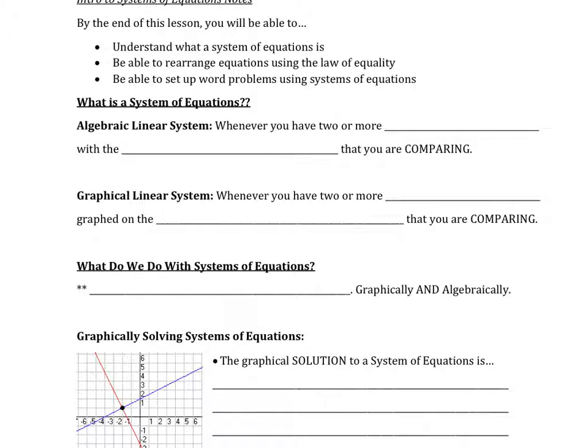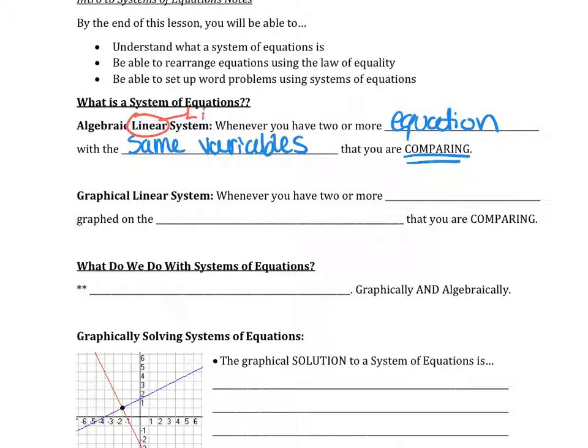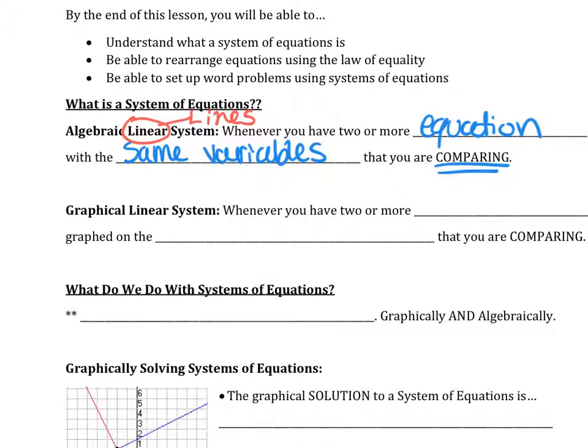An algebraic linear system is whenever you have two or more equations with the same variables that you are comparing. And again, since this is a linear system, that means we're talking about lines. So we have two or more equations of lines with the same variables that you're comparing.